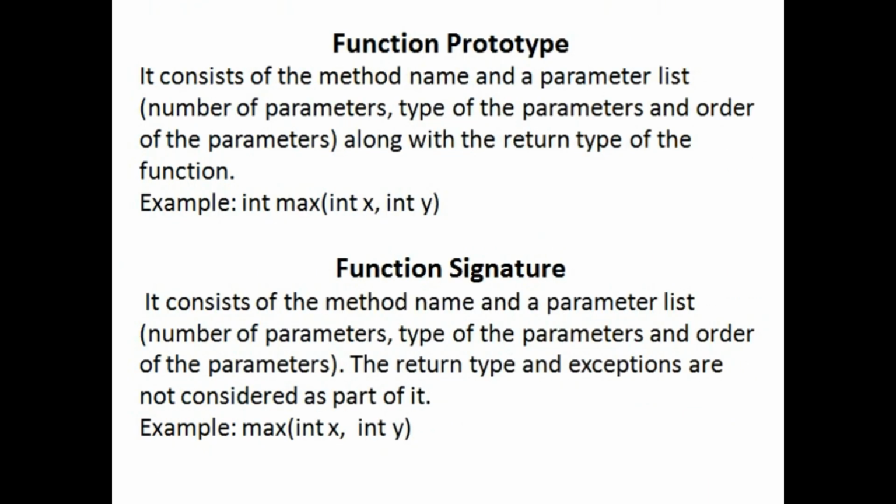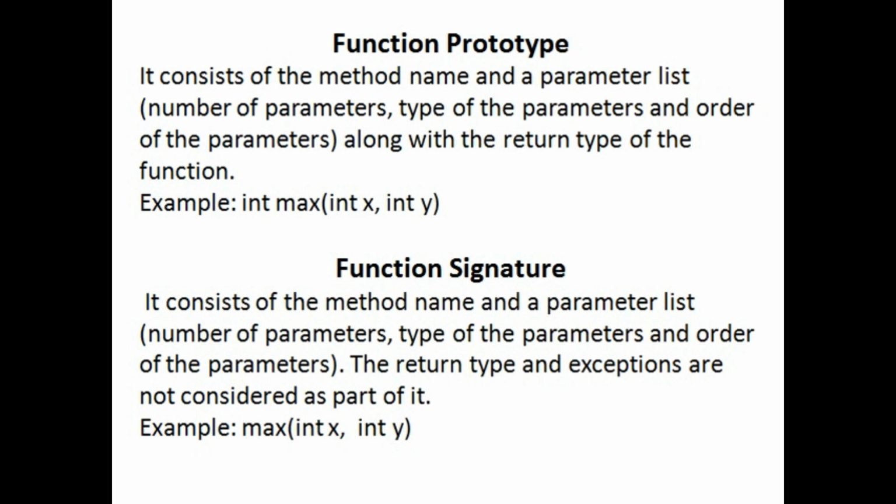Now, let us see what is a function prototype. A function prototype is the first line in the function definition that tells the program about the type of data returned by the function and the number and type of arguments. As for example, in the previous one, int max(int x, int y) is a function prototype.